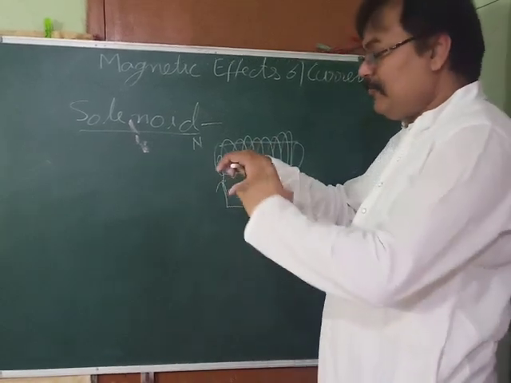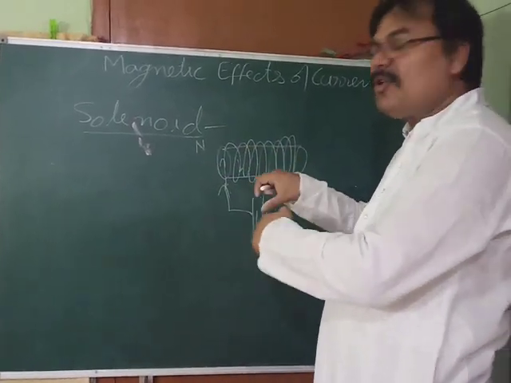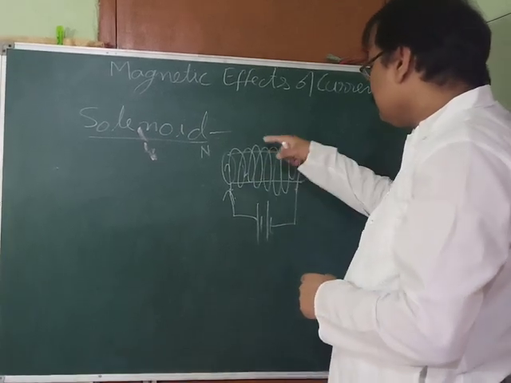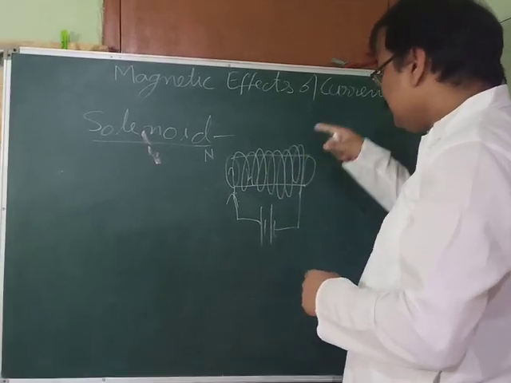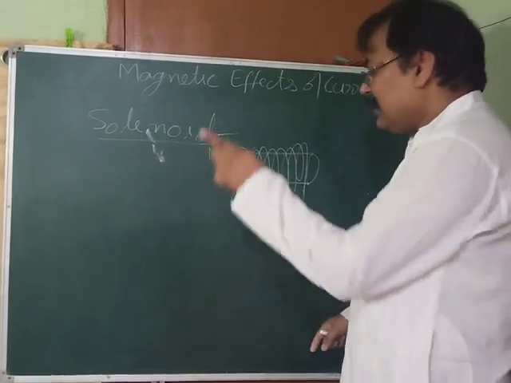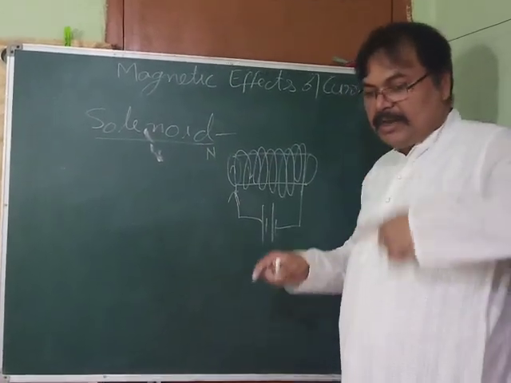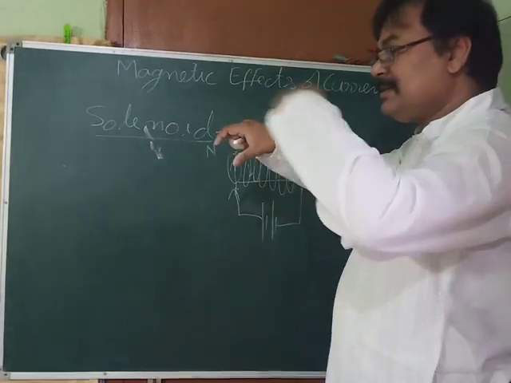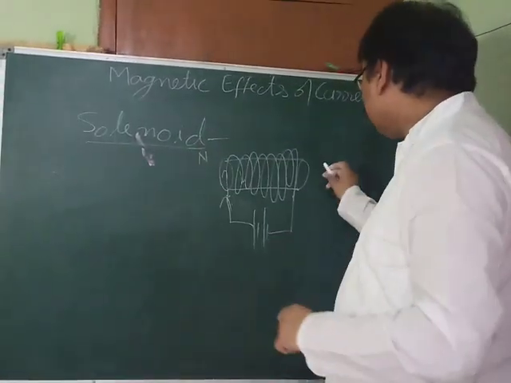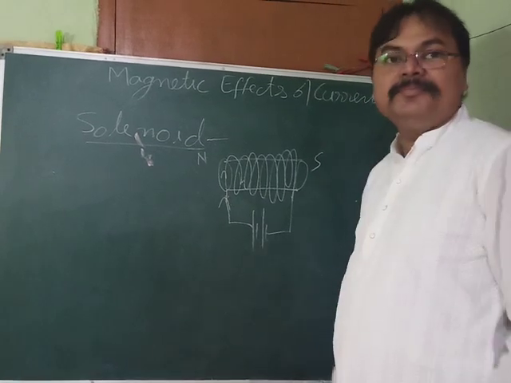And obviously from the other side, you will see the current going like this, and when it comes to this, it is clockwise. So when it is clockwise, it will form the south pole here.